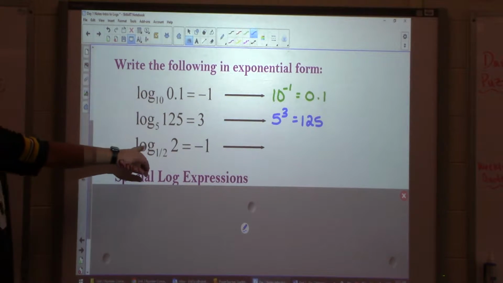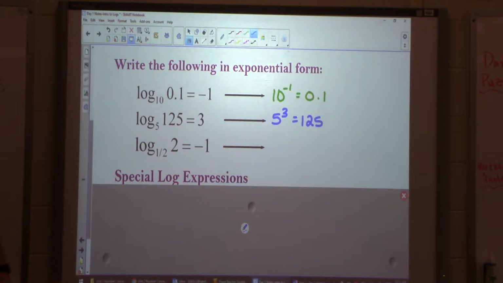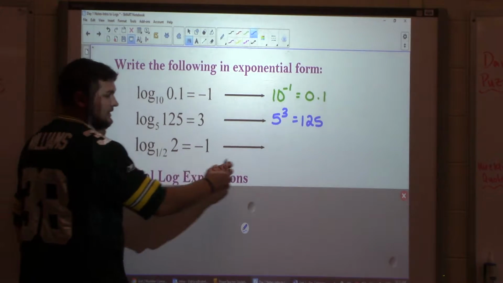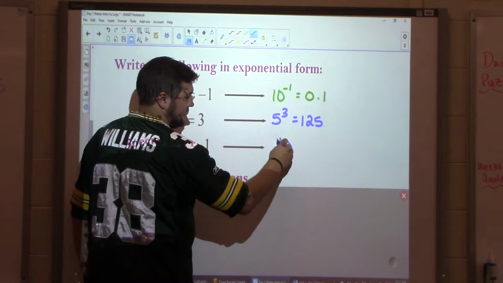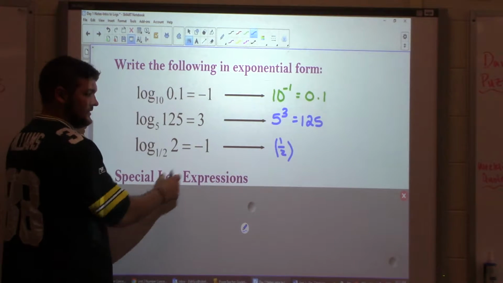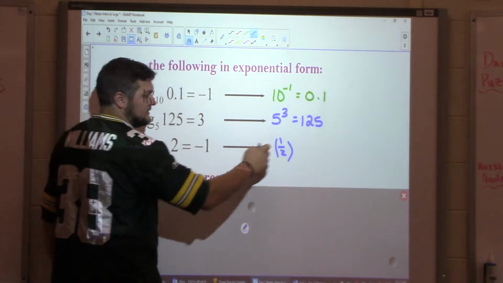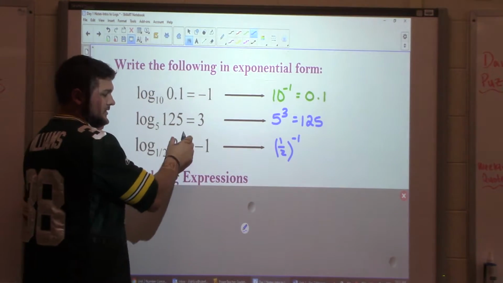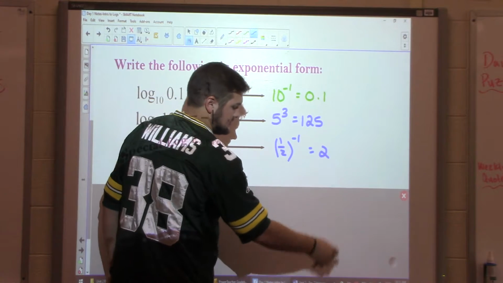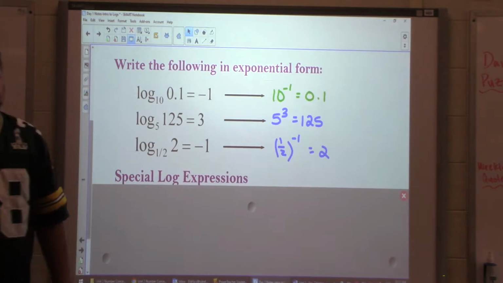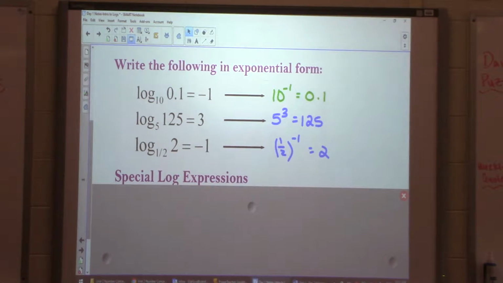Alright, then log base 1/2 of 2 equals negative 1. Base of my log, 1/2, is the base of my exponent. 2 and negative 1 switching sides. What my log equals is my exponent. What I'm taking the log of is what it equals. Any questions on those? Yes, sir.